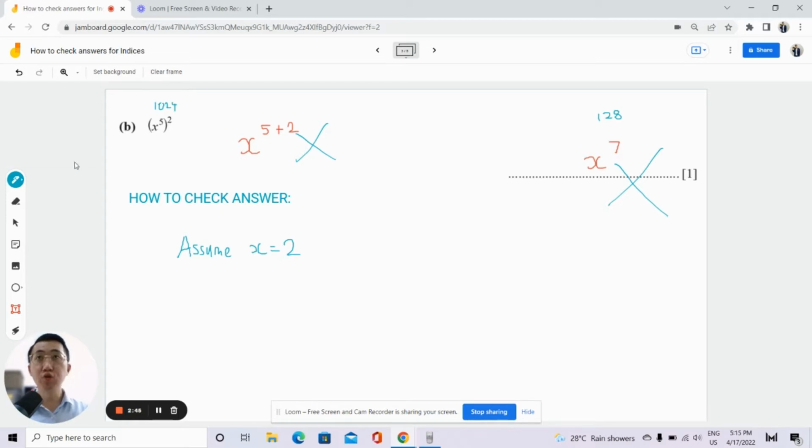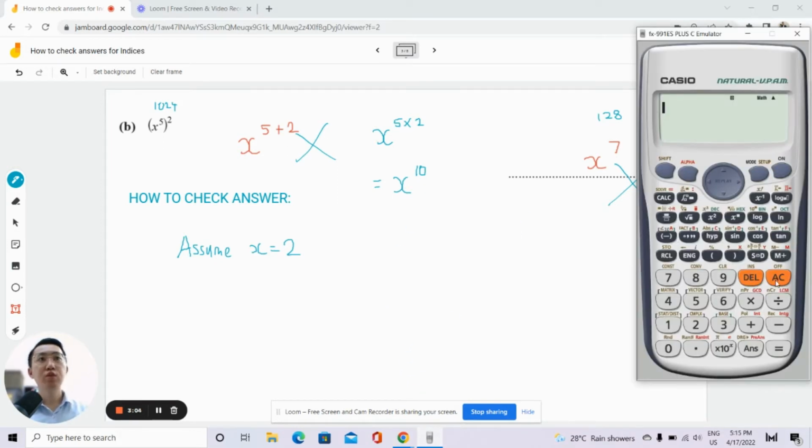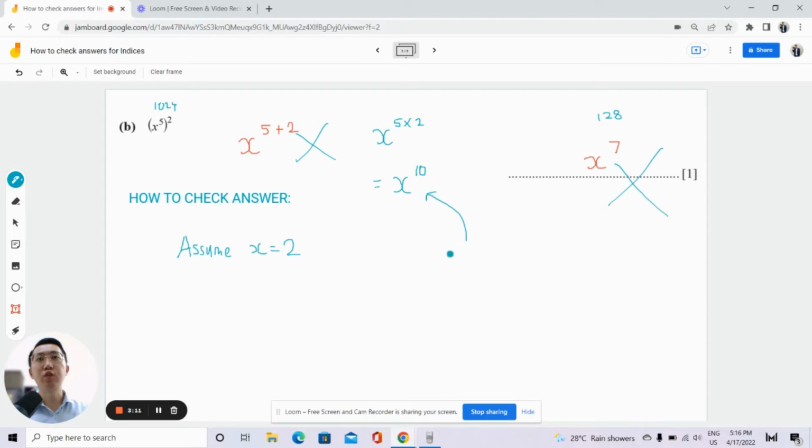So what is supposed to be the correct working? So let me show you. It's supposed to be x power of 5 multiplied with 2 on top. So you're supposed to get x power of 10. Okay, now let's check again one more time by replacing 2 and then power of 10 this time. So 2 power of 10, 1024. So by substituting x equals 2, I indeed get 1024. So I know this is the correct working and answer.